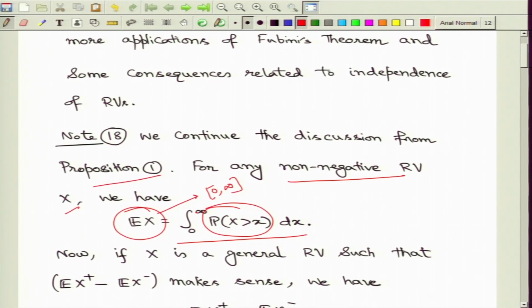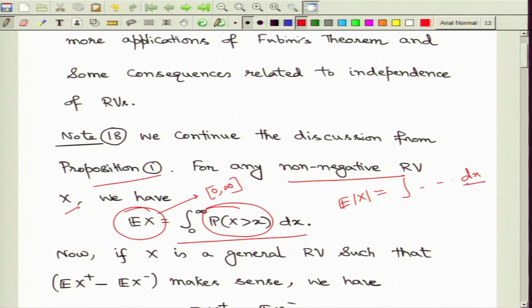Now, more generally, what we had applied this result to was the fact that the expected value of mod of X, where mod of X is non-negative, has again a certain integral representation. We had used that to obtain certain nice convergence properties for certain series. But now we are interested in talking about general random variables and the expected value of X itself.